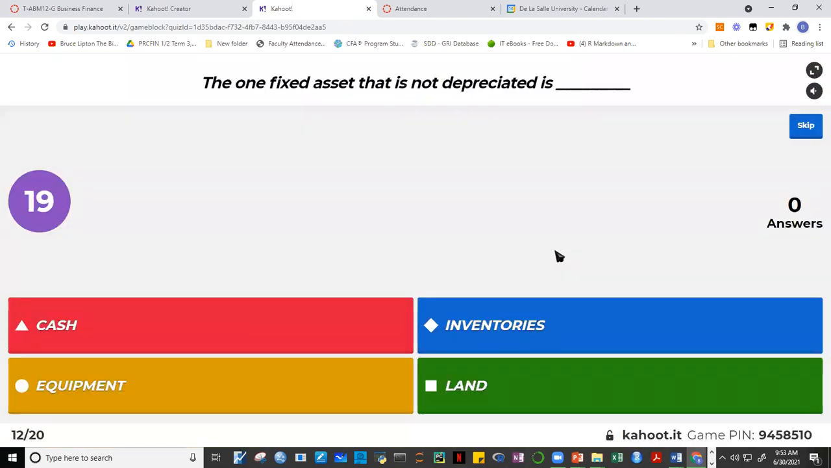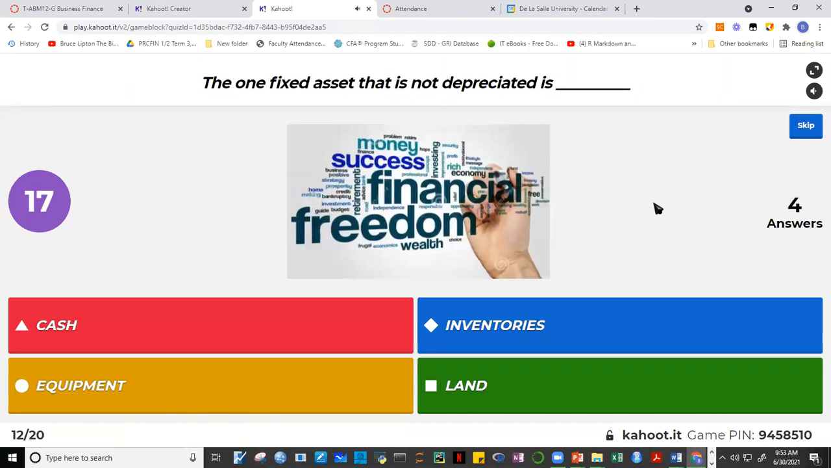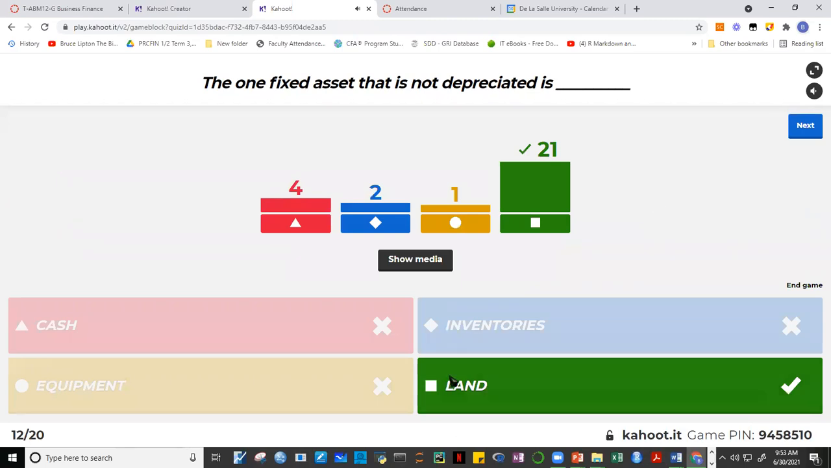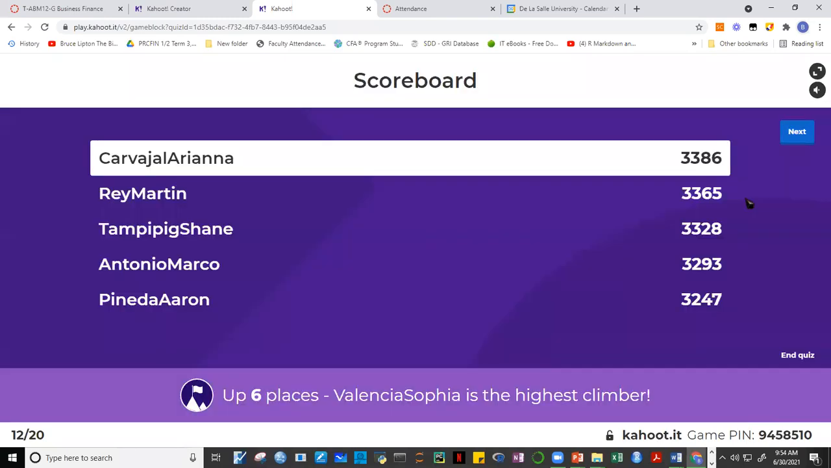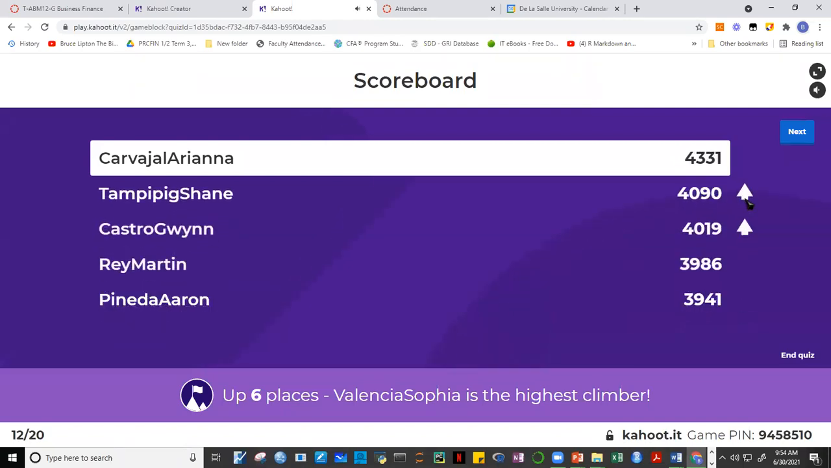One fixed asset that is not depreciated is... Yes, correct. Si land lang, guys, yung fixed asset na hindi dinidepreciate, no? Cash and inventories are not fixed assets. Equipment is depreciated. So most of you got it? Very good. Land, guys, is a fixed asset that's not depreciated. Okay? So, nagbago ng konti yung positioning. Next.